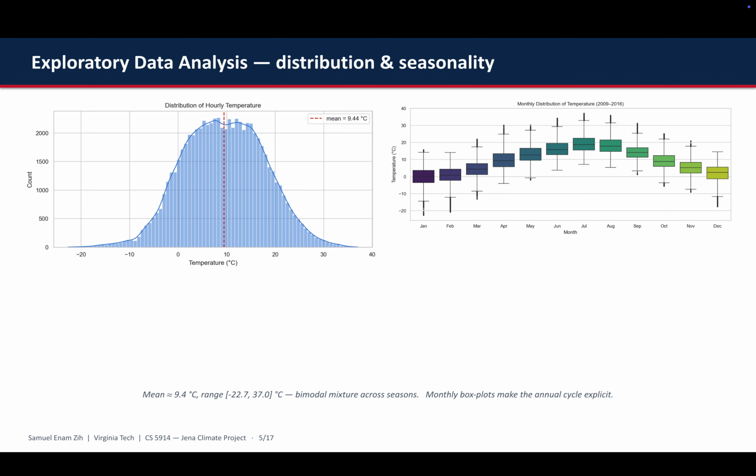On the right, the box plot of temperature by month. January and February medians sit near 0, July and August near 19. Within each month, the interquartile range is 15 to 25 degrees, large daily variations on top of the seasonal mean. The takeaway: the marginal density is a mixture across seasons, which is exactly the fingerprint of seasonal non-stationarity.